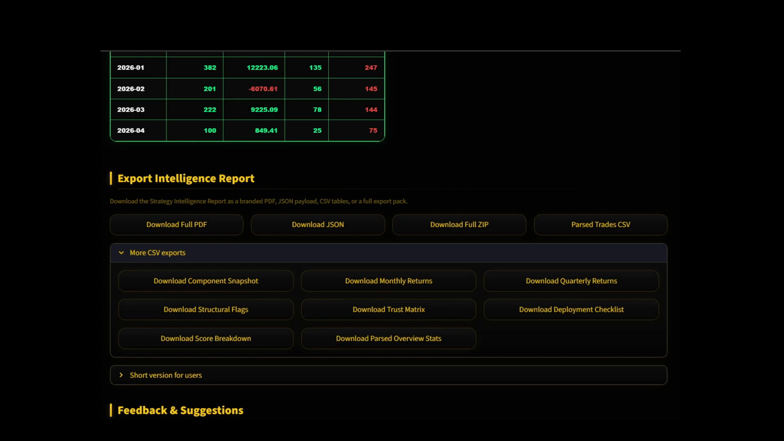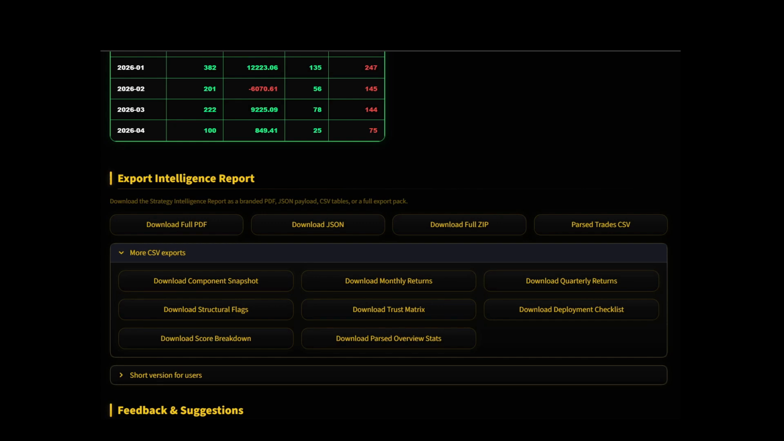So this completes the Strategy Intelligence Report walkthrough. The report takes a normal MT4 or MT5 statement and turns it into a structural diagnostic profile. It shows the verdict, the score breakdown, the strategy DNA, the decision layer, the trust matrix, the checklist, the statement metrics, the dependency tests, the institutional metrics, the warning flags, the component snapshot, the monthly and quarterly behavior, and the export package. The point is simple. Do not trust a strategy only because the final profit looks good. Understand the structure behind it. Understand the pressure. Understand the weak points. Understand what still needs validation. That is what this report is built for.